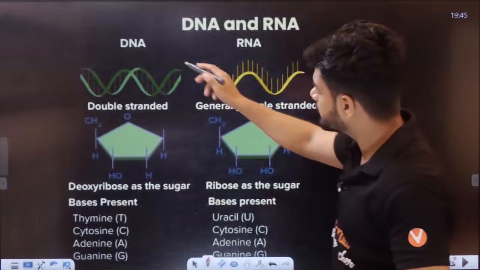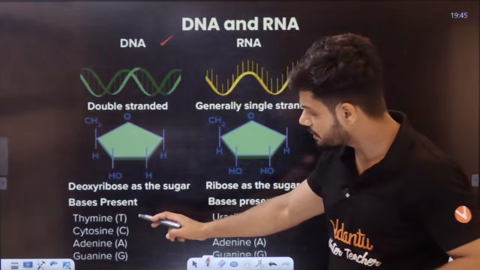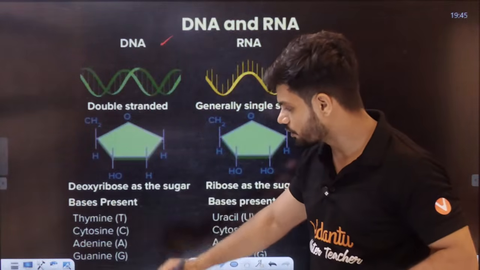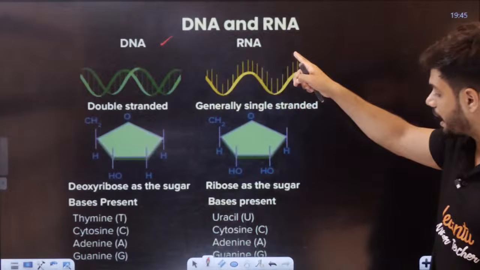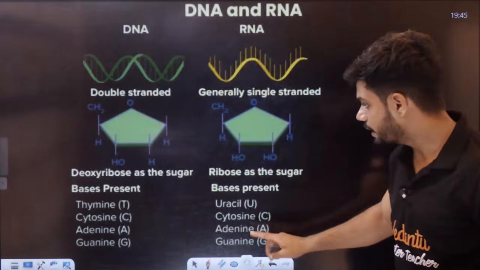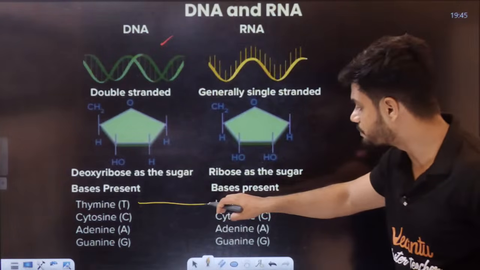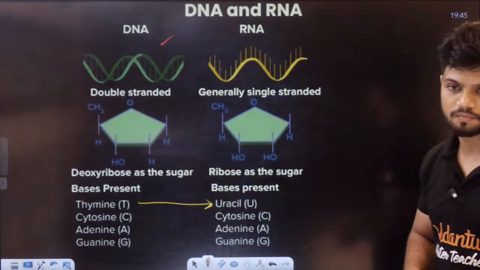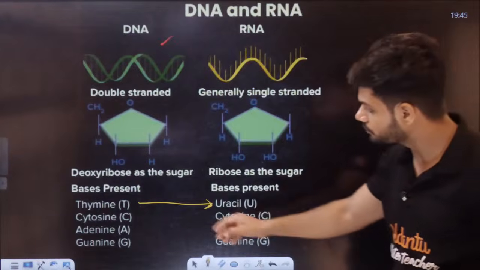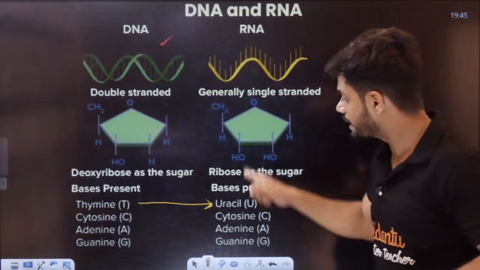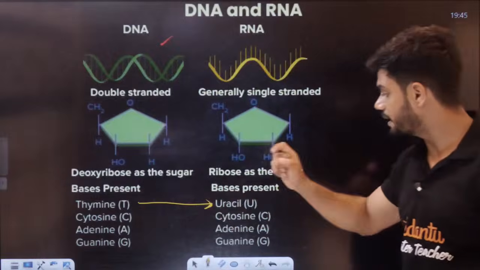Now, students, see this. In the case of DNA, we have thymine, cytosine, guanine, and adenine. And in the case of RNA, students, can you see, thymine is replaced by uracil.